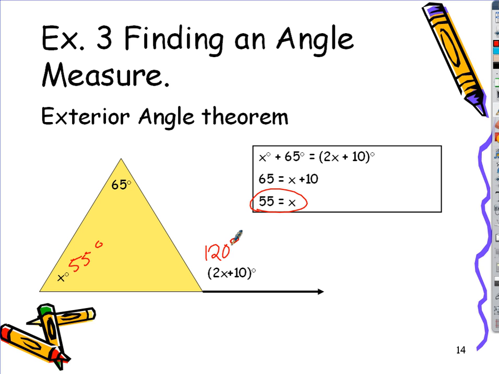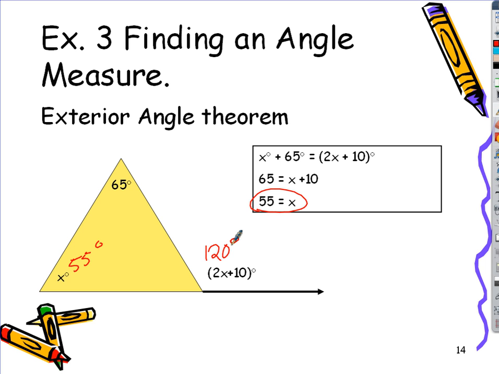Yes? I don't know if this is right. Can you just do like 180 minus, like do like plus 10? Say it again. You're on to something there. Supplementary. Yeah, you can. You mean for this one right here now? Yeah. Yeah, you can, sure.